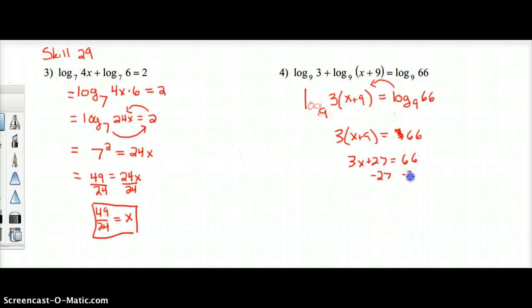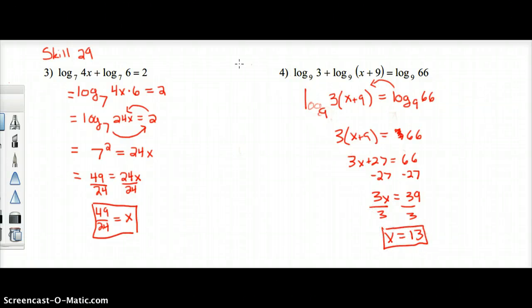I'll subtract 27 from both sides, so I get that 3x equals, what's that going to be? 39. Divide both sides by 3. And so I get my answer. X equals 13.